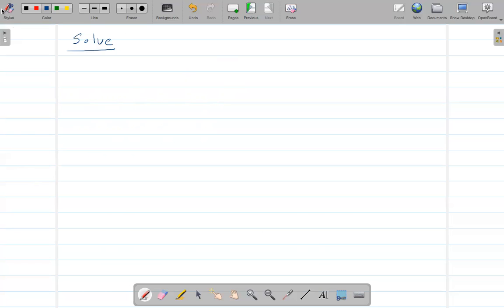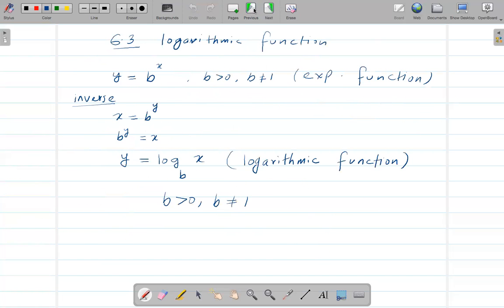Okay, now let's solve. So solve this one. How do we solve this one? To solve this one, all we have to do is change this log function to an exponential function. If you go all the way back to the first one, from here to here I changed an exponential function to a log function. If you just go the opposite way, then you're changing a log function to an exponential function.